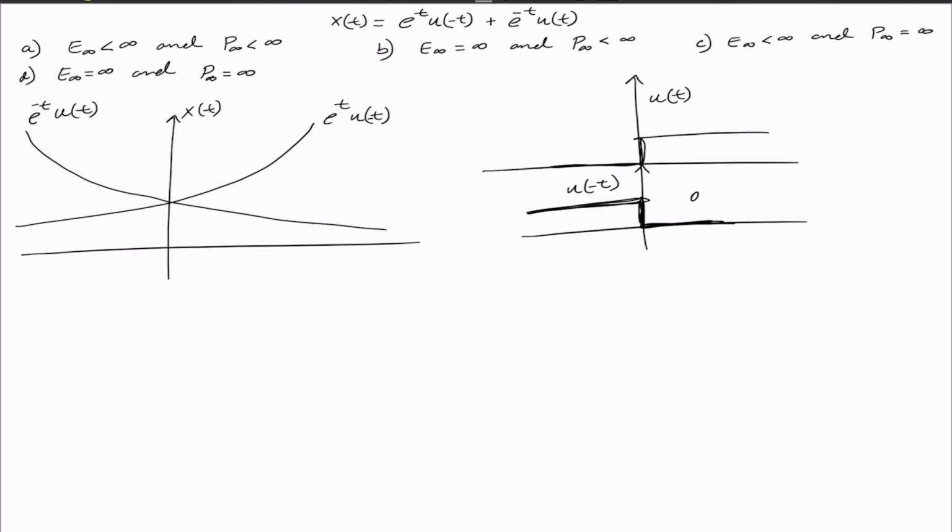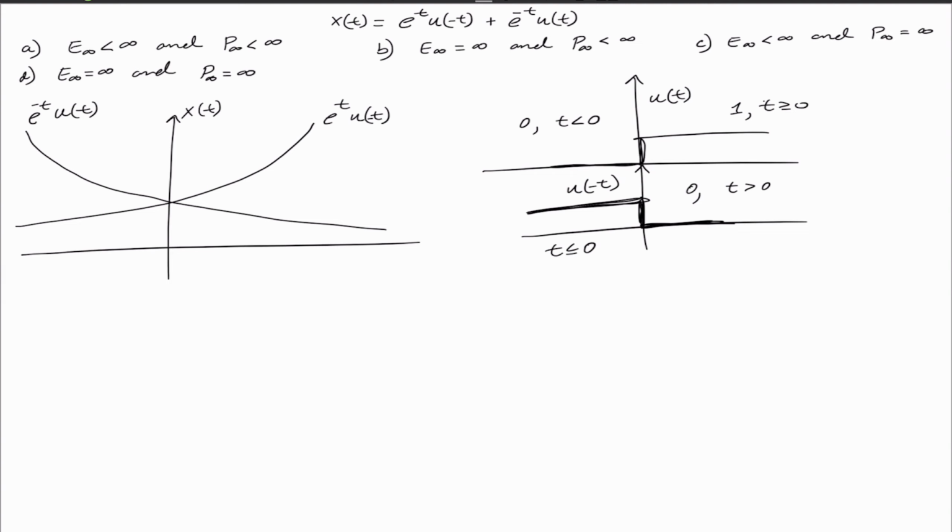and that is 0, as you can see, for t greater than 0, and it's 1 for t less than or equal to 0. In this case, u of t is 1 for t greater than or equal to 0, and 0 for t less than 0. So we see that the exponential functions are bounded by the unit step.